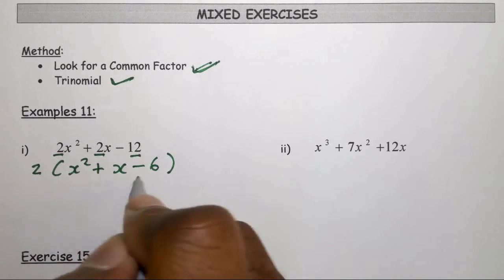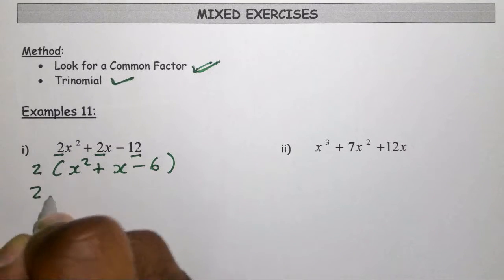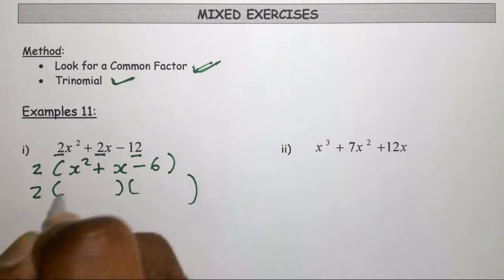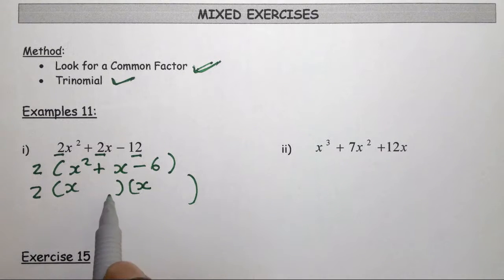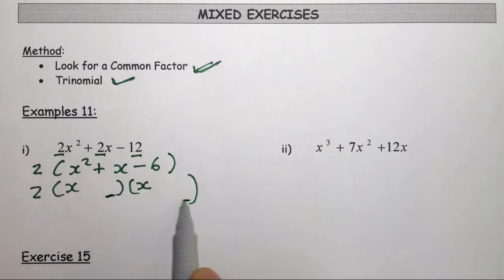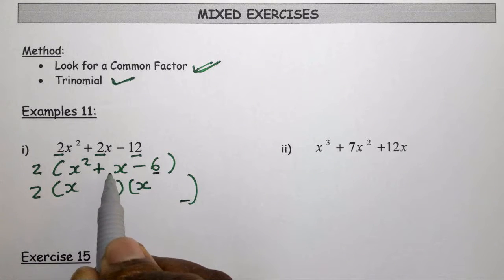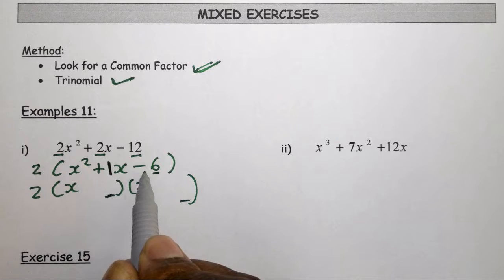This is not fully factorized because I can still do a trinomial. And remember, for a trinomial, you keep your 2 there and have 2 brackets, with your x there and your x there. Now, I need 2 numbers. When I multiply them, I get -6, but when I subtract them, I get +1.